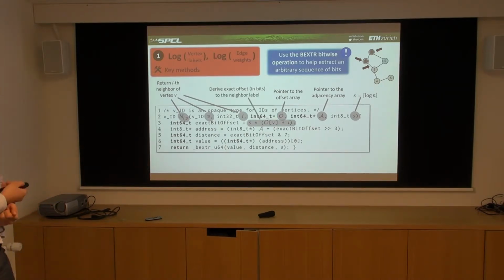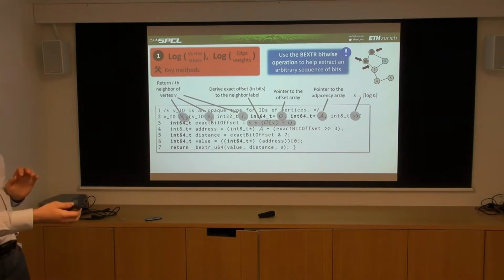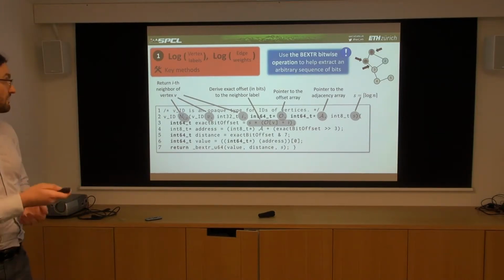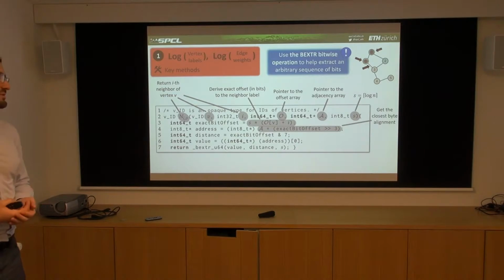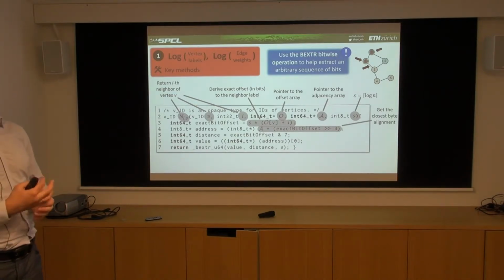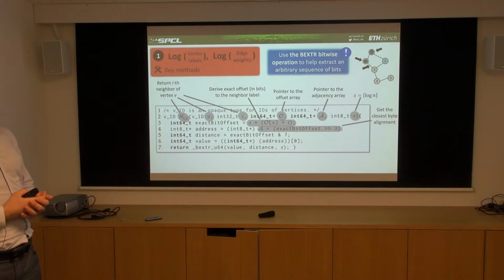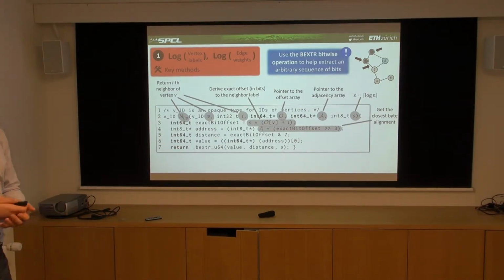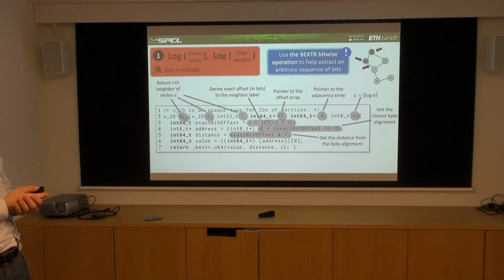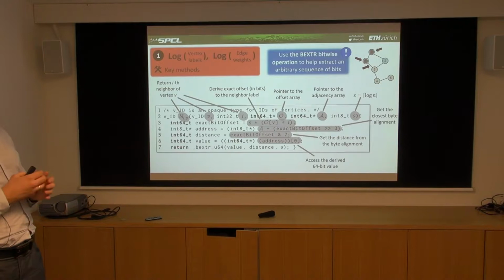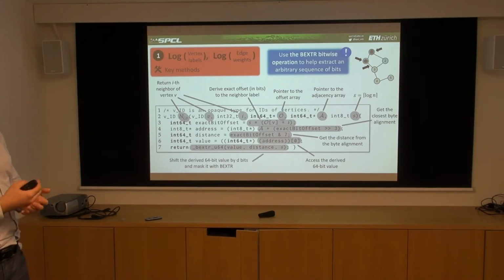So in the first step, we need to derive the exact offset in bits to the label of the neighbor that we want to extract. Then we must derive the closest byte alignment. We also tried other alignments, but the differences in storage and performance were negligible. Then we need to get the distance from the byte alignment, and finally we can access the derived, at this time still 64-bit value, and finally we use BEXTR to simultaneously shift and mask the extracted memory word to extract the desired vertex label.